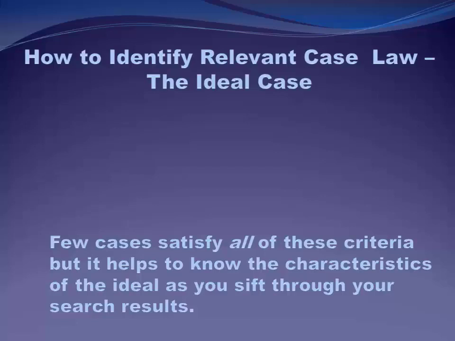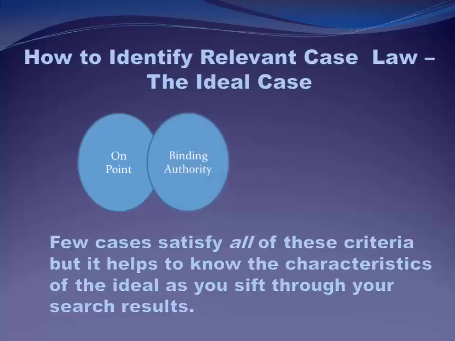So 4 different factors. On point, which means that it's both similar in facts and legal issues. A case like this is often also referred to as being on all fours with your case. Binding authority means that it's binding on the court that's going to be considering your issue. So for example, if you're in the Second Department in New York, you don't really care about what some district court said in New York, and you don't care about what the California Supreme Court said. It's persuasive authority, but it's not binding authority. So you want to find a case that's binding on your court.